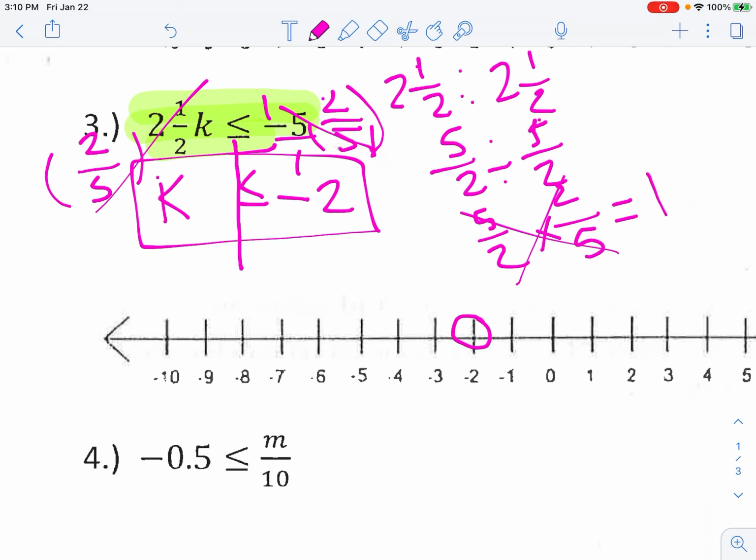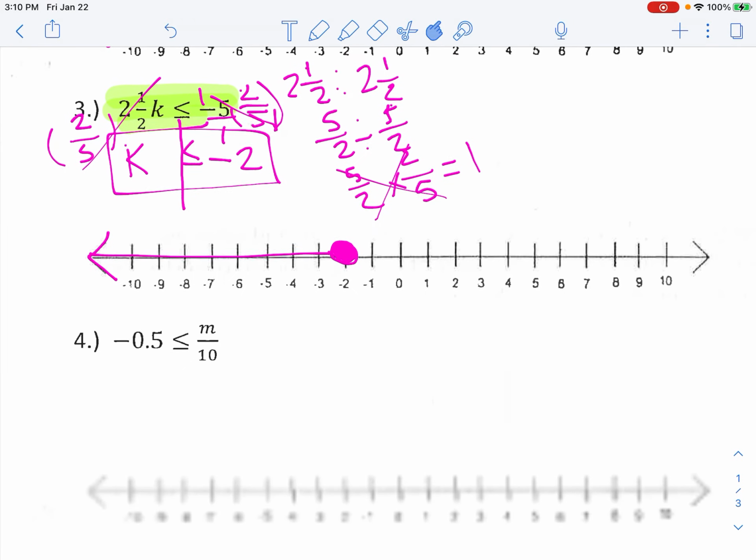Put your circle at -2. Our arrow is pointing to the left, and we're going to darken that line. Less than or equal to, -2 is less than or equal to -2, so we're going to fill in that circle.